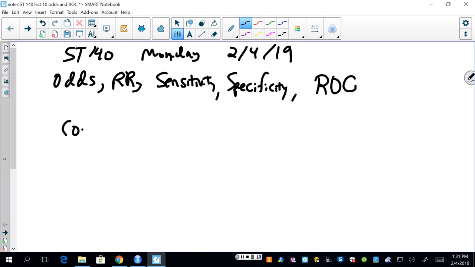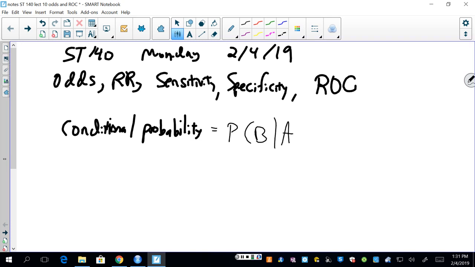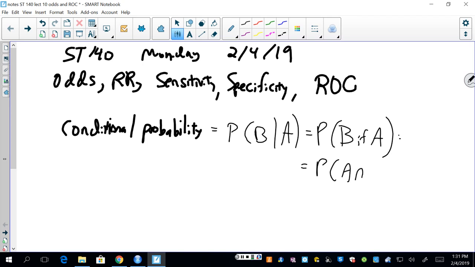Conditional probability is where this story starts. So the probability of one event given another one. This might be read as the probability of B if A is true. It's the probability of both of them, A intersection B, or B intersection A, which is the same, over there. And the thing in the denominator is the probability of A.